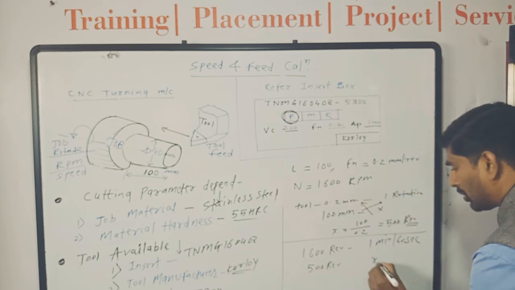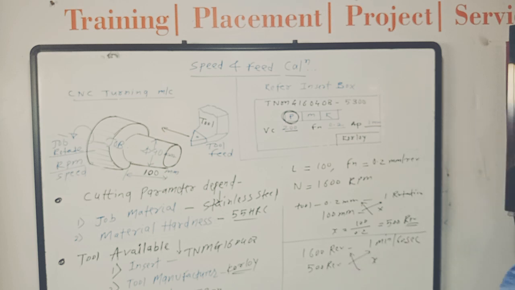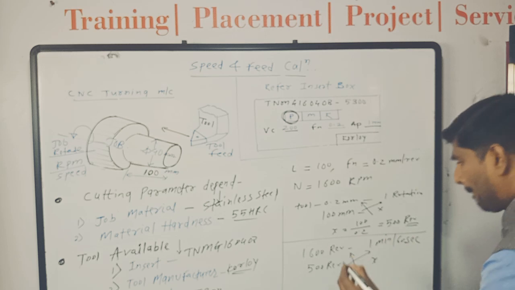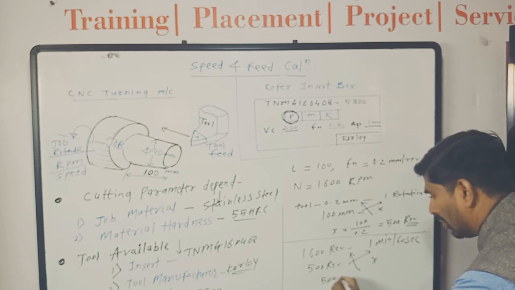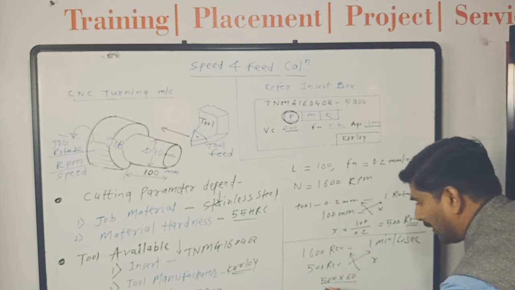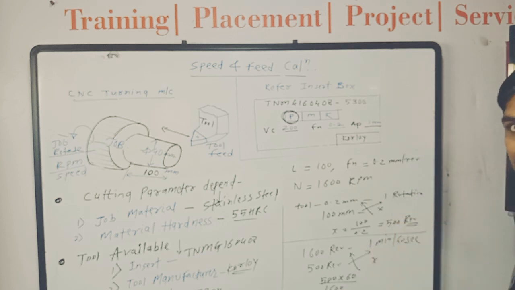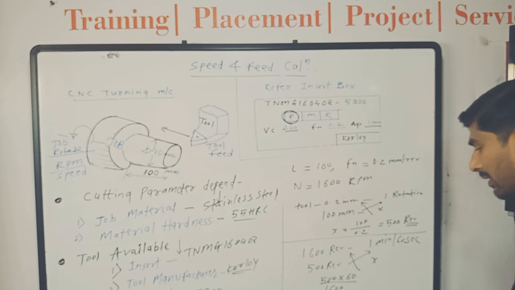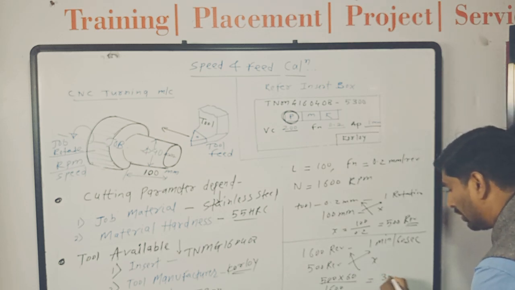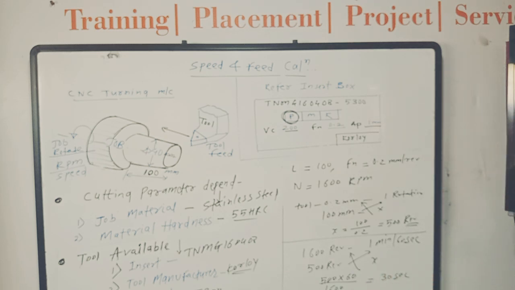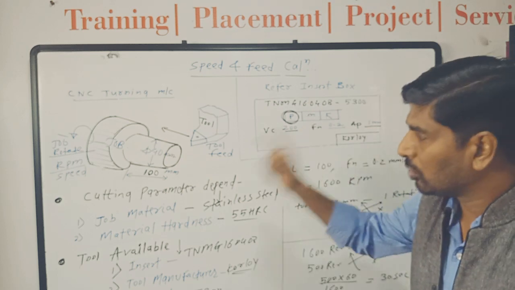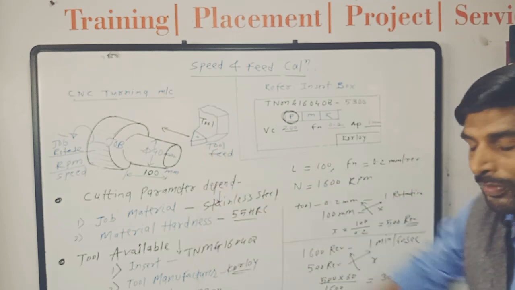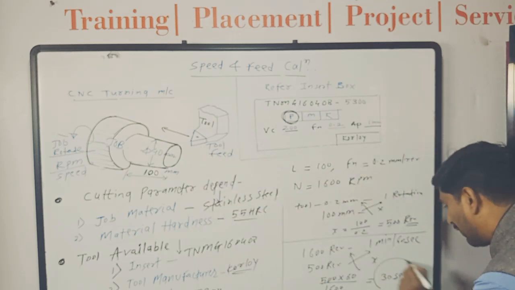Again cross multiplication. That will come around 500 into 60 divided by 1600. Again use the calculator: 500 into 60 divided by 1600. It will come around 30 seconds. It means to cut the job of 100 mm length using this tool with this feed rate and with this RPM, this much time will be required.